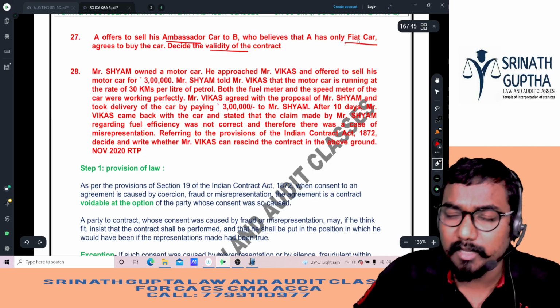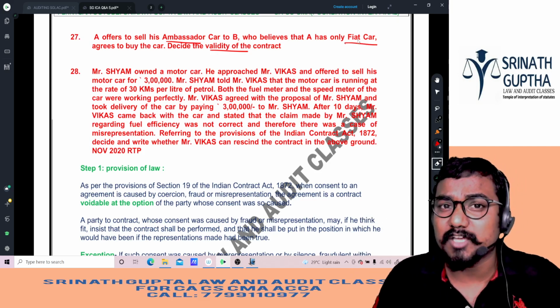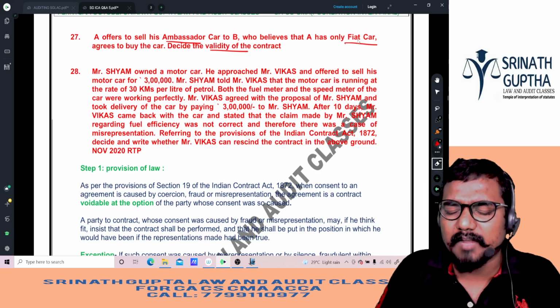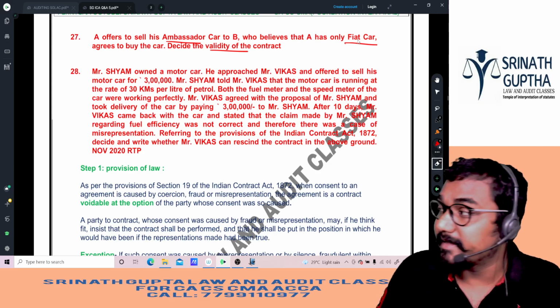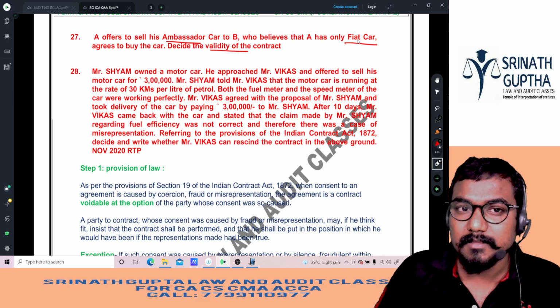Beta, I give this example. Rohit is having two cars. One is a Benz, one is an Audi. He always uses only the Benz car. He never uses the Audi. So he wants to sell the Audi.